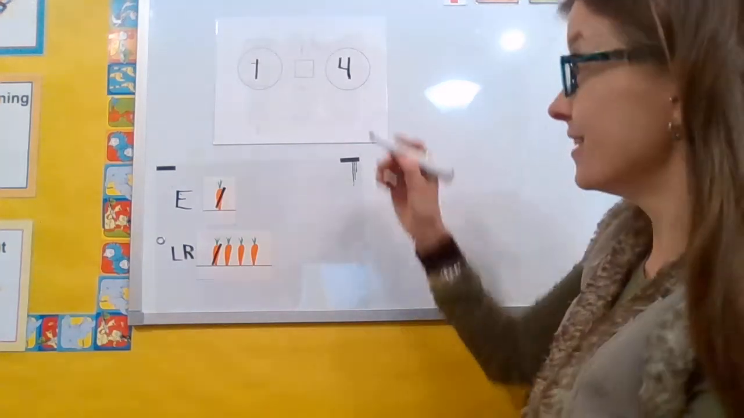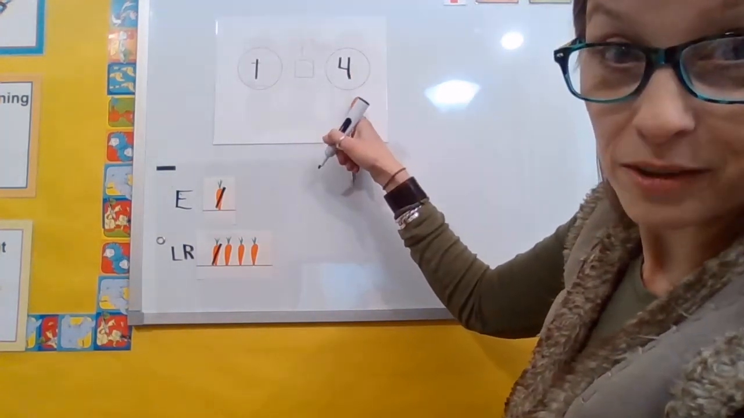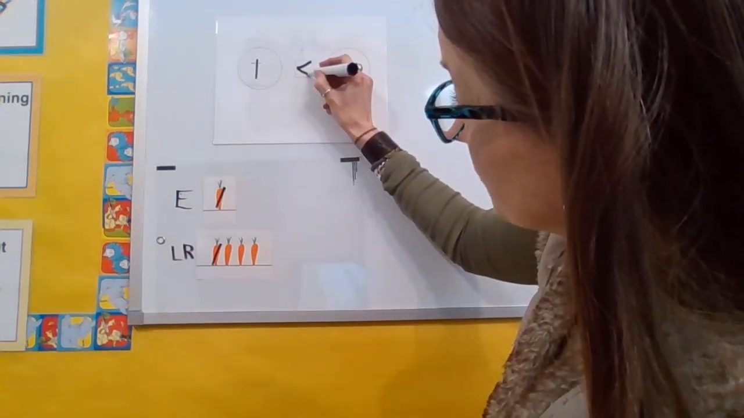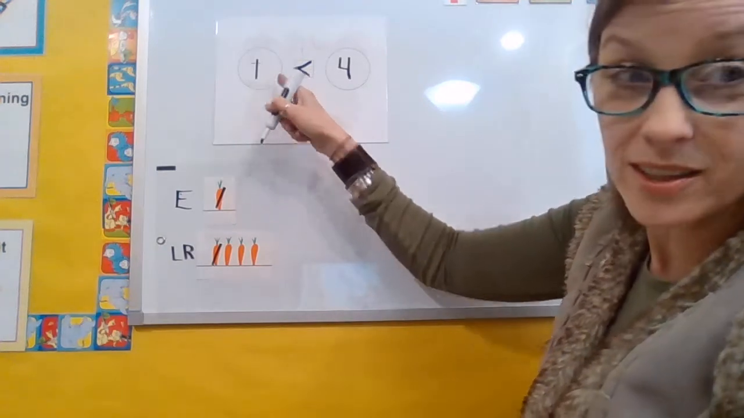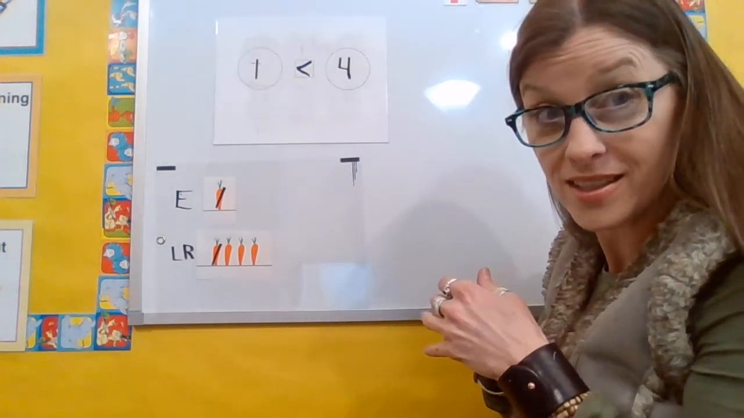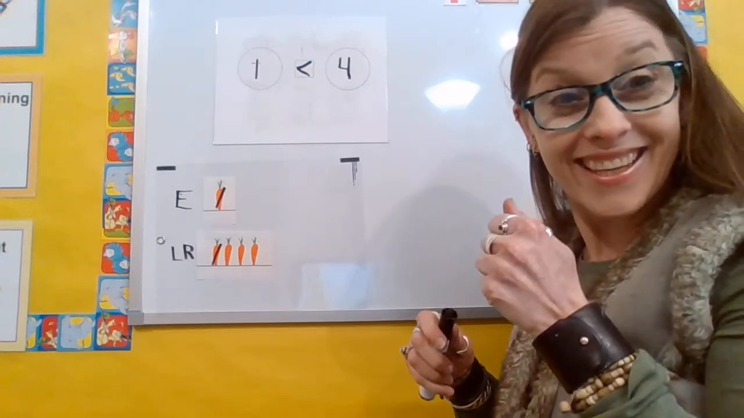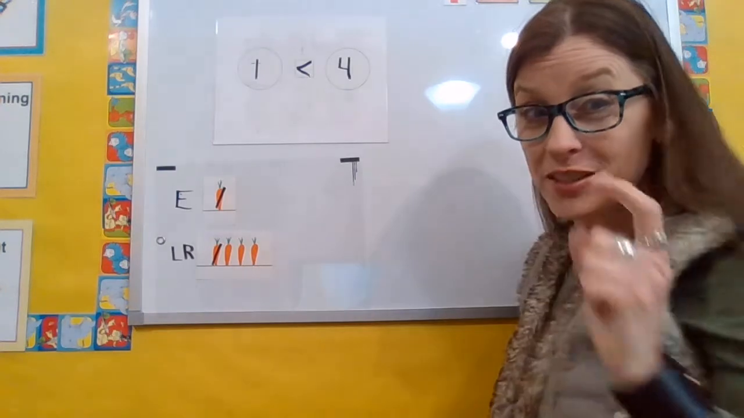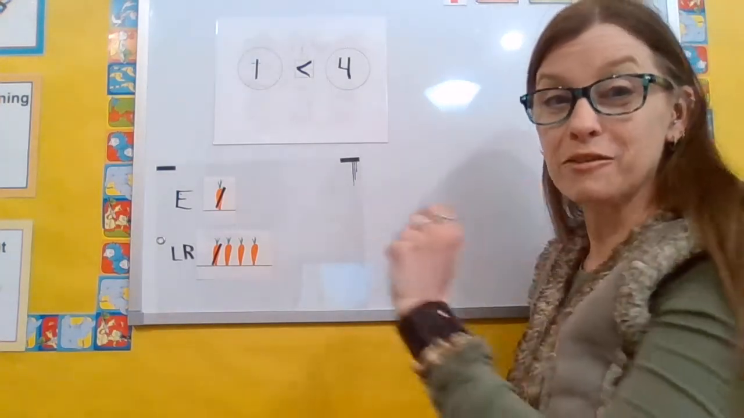I heard you. I heard you say that 4 is the bigger number. So the alligator is going to eat the 4, and we know that if it's pointing this way, the little pointy side is pointing that way, that means less than. Yes, it means less than.